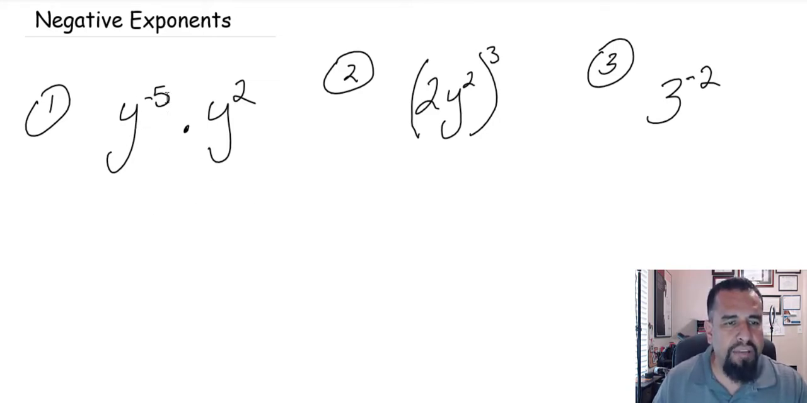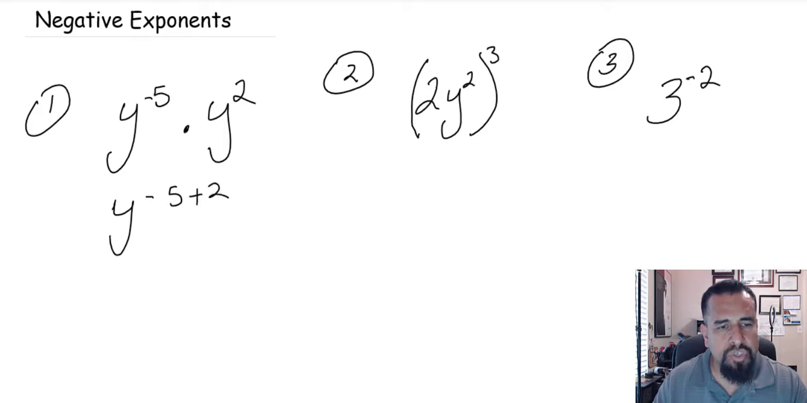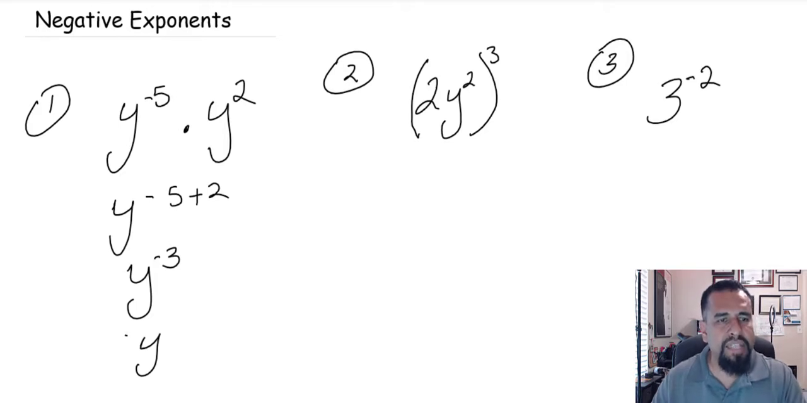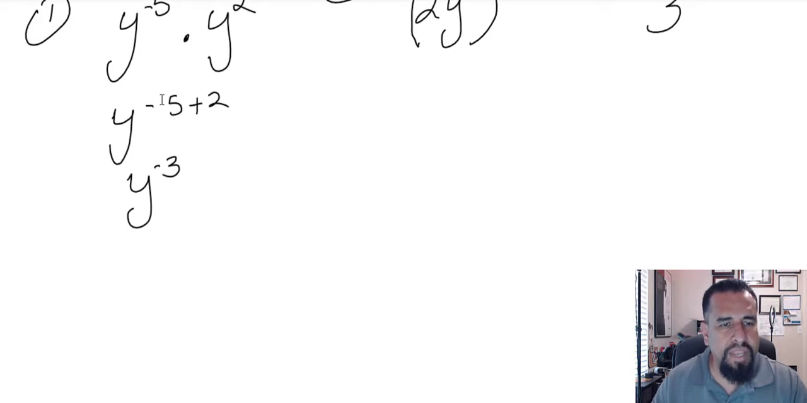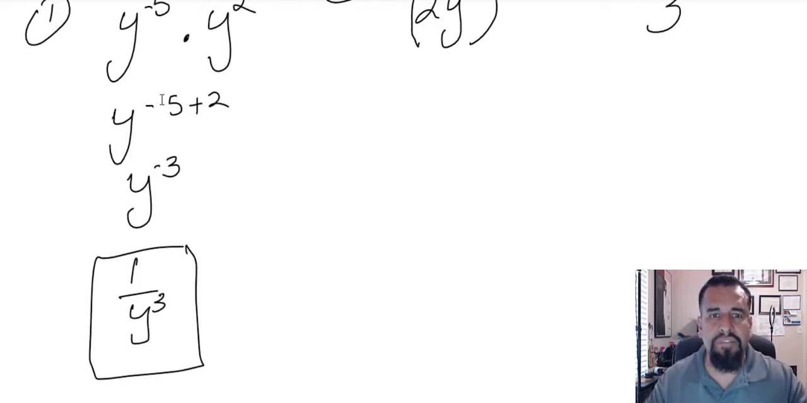On the first one, we have y to the power of negative 5 times y to the power of 2. Remember, we're going to add those two. So we end up with y to the power of negative 5 plus 2. That gives me y to the power of negative 3. And if I take the reciprocal of that, we end up with 1 over y to the power of 3. Since it's just a variable, that's as far as I can simplify it.